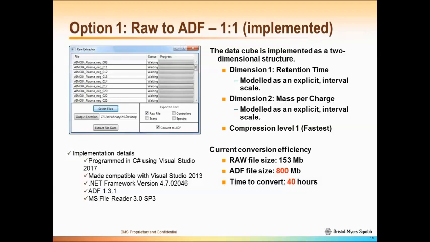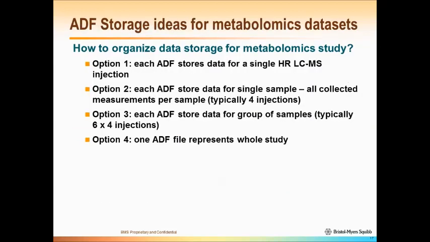We model it as one scan in one data cube and try to put in some conversions, but that process is very, very slow. So here's an example of, I would say, not efficiency, but inefficiency. Starting raw file size about 153 megabytes, output ADF file size with compression about 800 megabytes, and it took about 40 hours to do that. And obviously, here are some technical implementation details.